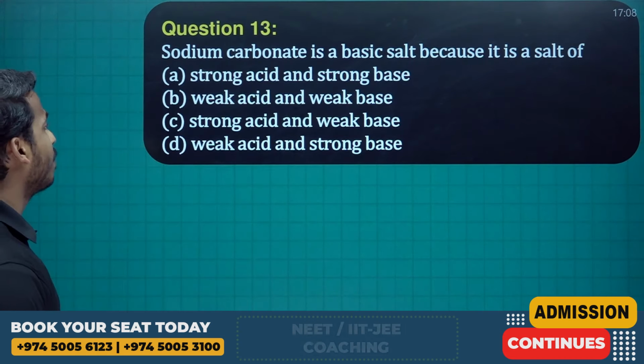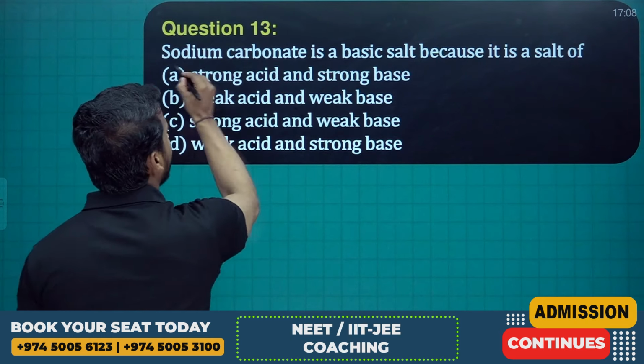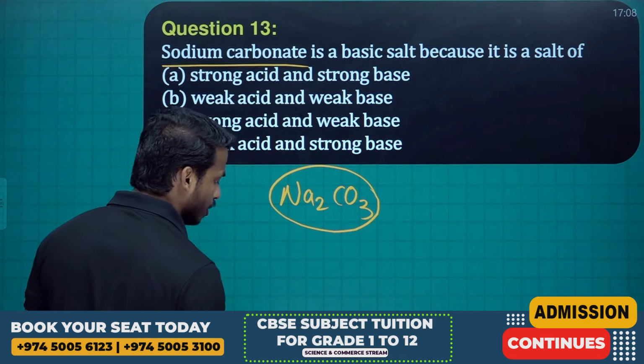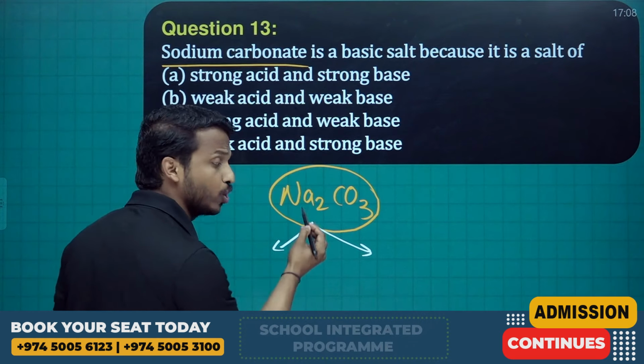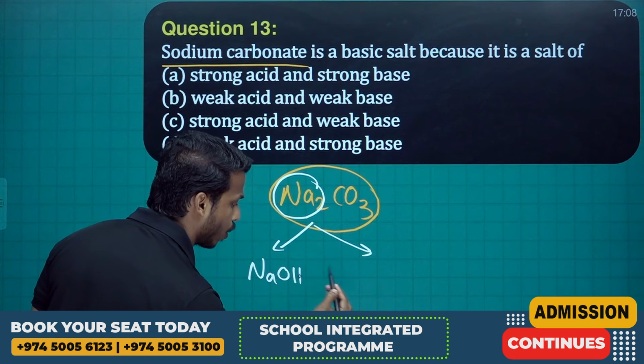Next one. Sodium carbonate is a basic salt because it is a salt of... Sodium carbonate. What is sodium carbonate, my dear? Na2CO3. See, sodium carbonate is formed by the combination of which acid and base? Sodium, you know, sodium is coming from sodium hydroxide base.